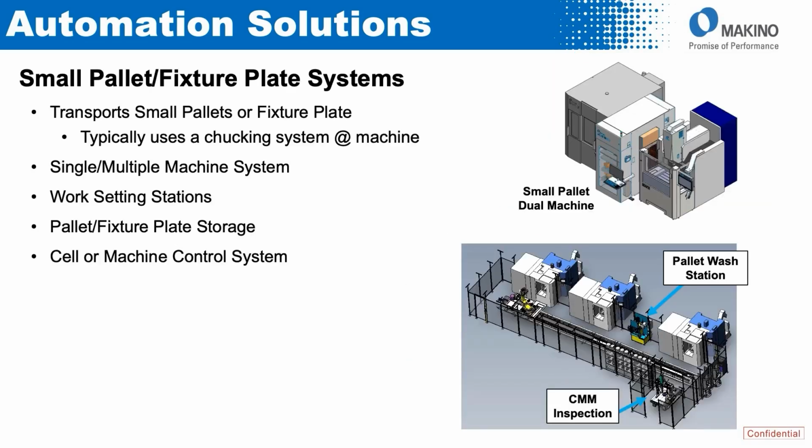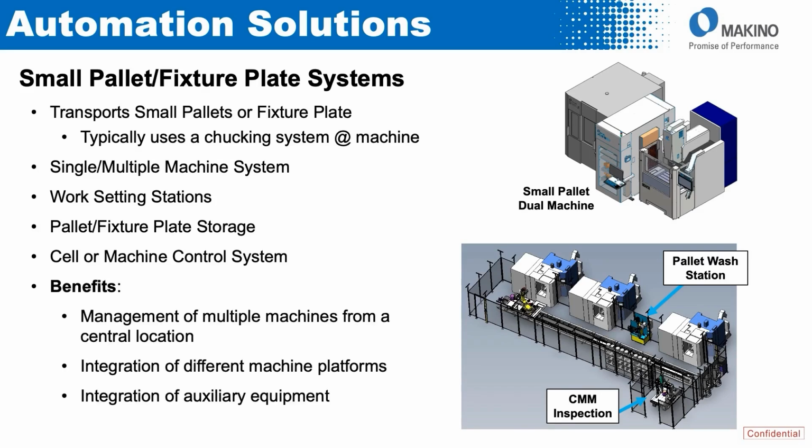The next type I want to talk about is small pallet fixture plate systems. This is where we're transporting a fixture plate or a small pallet between machining centers, but there's some type of chucking system, such as an Erowa, a Schunk, or a System 3R chucking system within the machining center. That's what the pallet or the fixture plate is chucked to or fastened to when it's loaded into the machine. Once again, single or multiple machines, work setting stations, and pallet fixture storage, and we're still typically using a cell controller. On the smaller cells with a single machine, we're only using the machine control in order to control the flow of pallets in and out of the machining center.